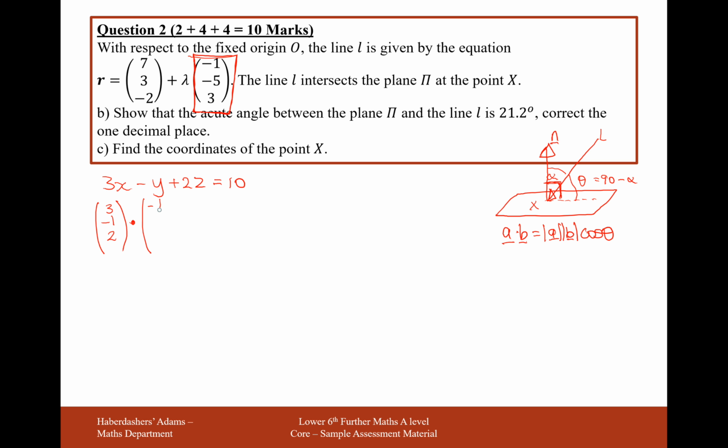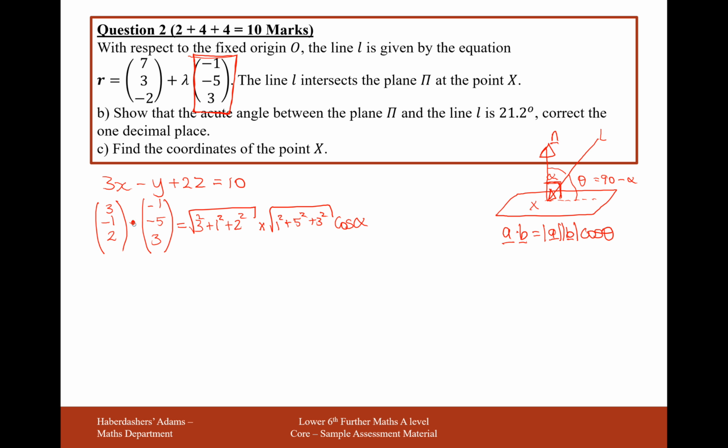So it's going to be then -1, -5, 3. And then on the other side, it's the mod of a, which is the Pythagoras distance of the vector. So 3 squared, add 1 squared, add 2 squared, times by the modulus of b, which is going to be 1 squared, add 5 squared, add 3 squared, and then we times by cos of alpha.